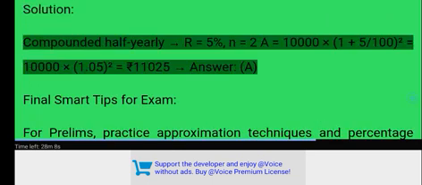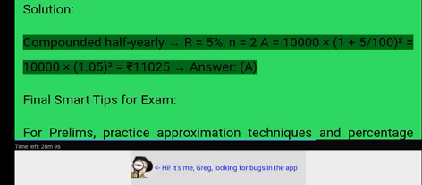Solution. Compounded half-yearly: R equals 5%, N equals 2. A equals 10,000 times (1 plus 5/100) squared equals 10,000 times 1.05 squared equals 11,025 rupees. Answer: A.